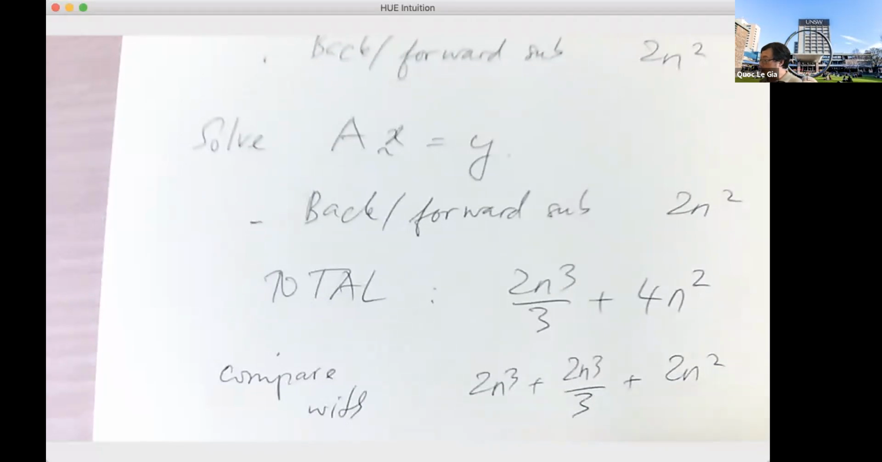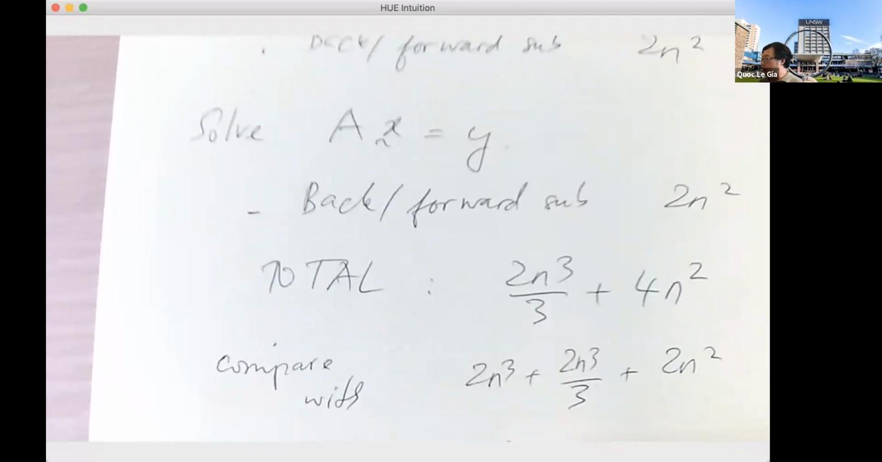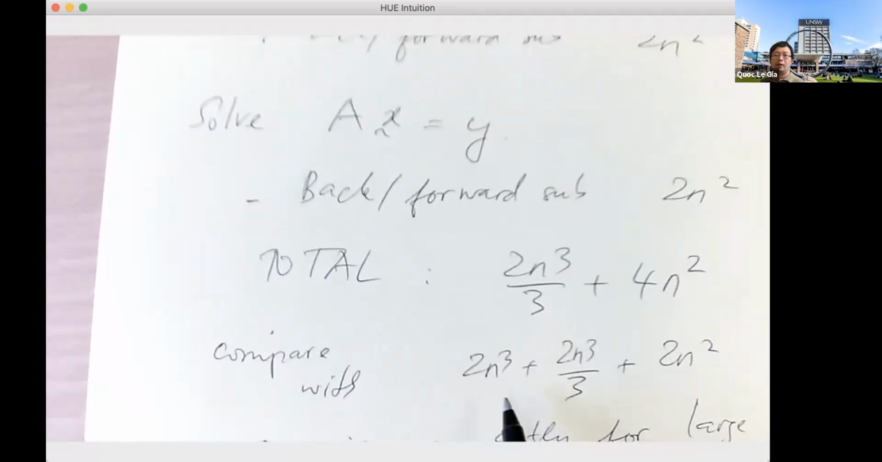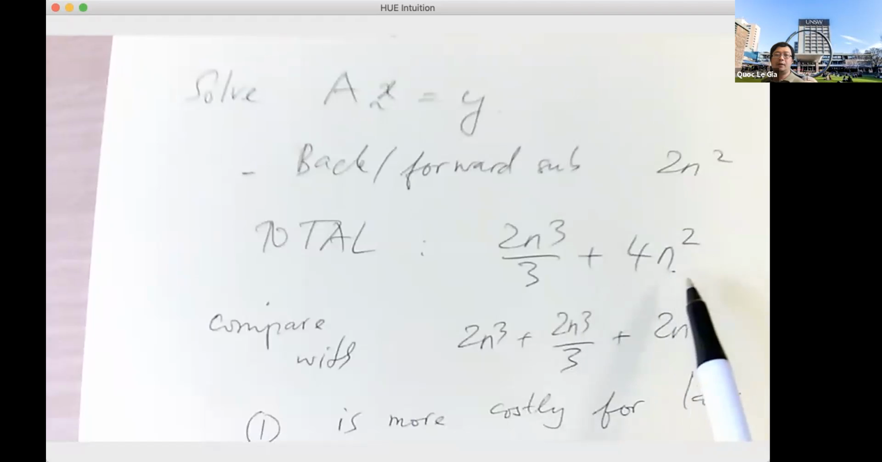So you see, the first one is more costly for large n, because here you have an extra 2n cubed term, and here you have an extra 2n squared. For big n, 2n cubed is definitely bigger than 4n squared. Okay.